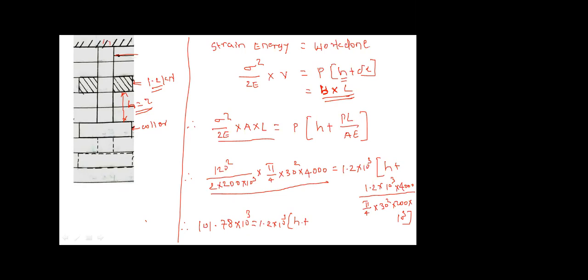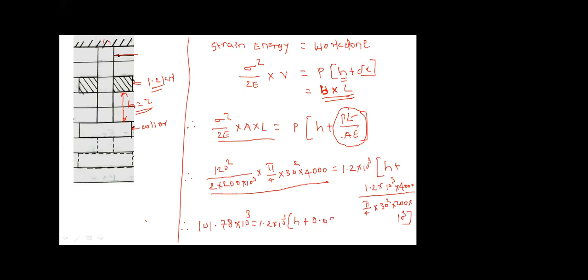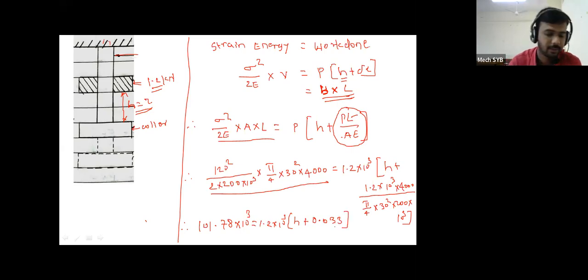Sir, and the value of delta L is 0.033. Okay, then do the separate calculation of delta L. The delta L value we put here is delta L equal to PL upon AE. The P value is known, the length is known, the area is known, and E is known. It is a separate calculation, H plus whatever value it was. What is that answer? 0.033. Okay. First of all, calculate the terms which are present at the left side: sigma square upon 2E into area into length. Do the separate calculation of the left side term. 101.78 into 10 raised to 3.